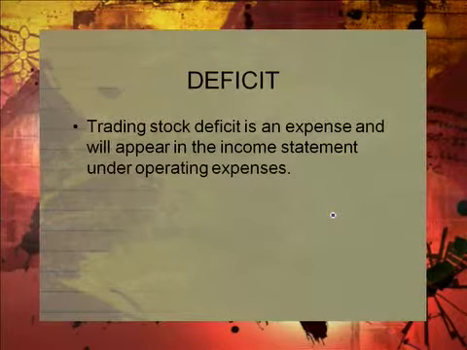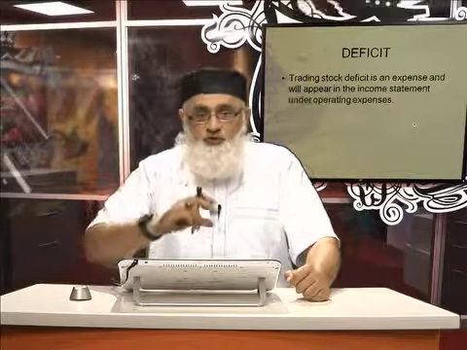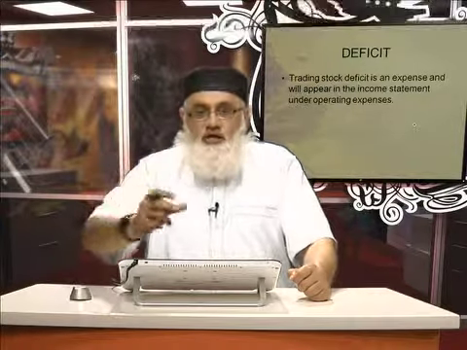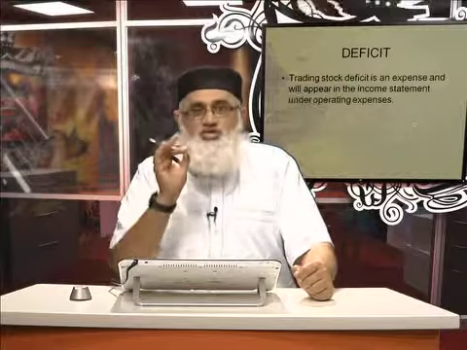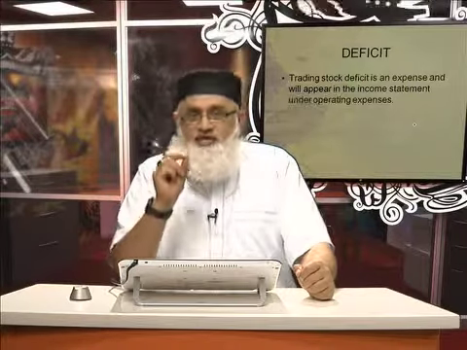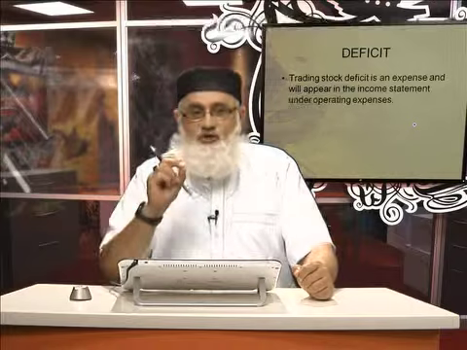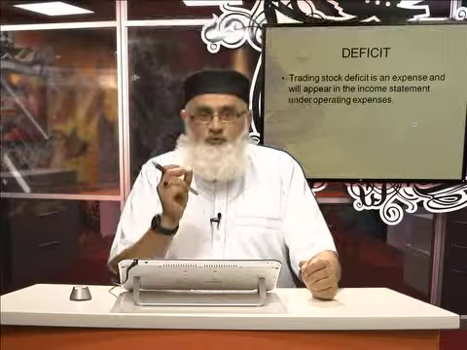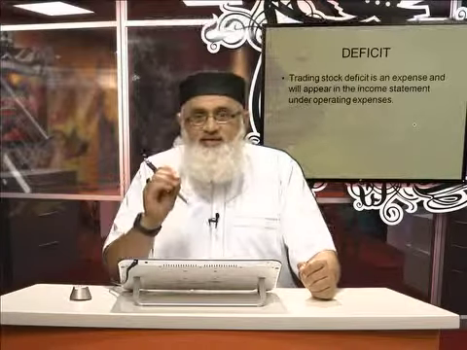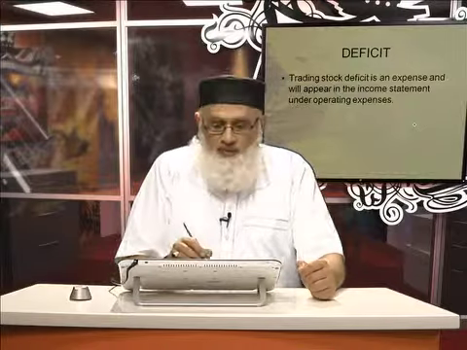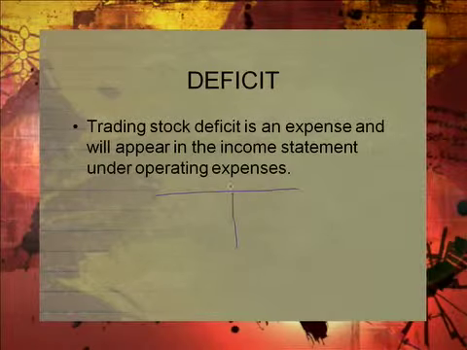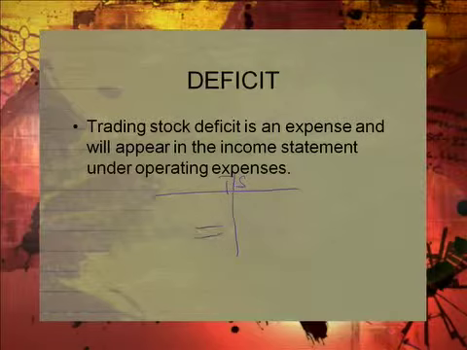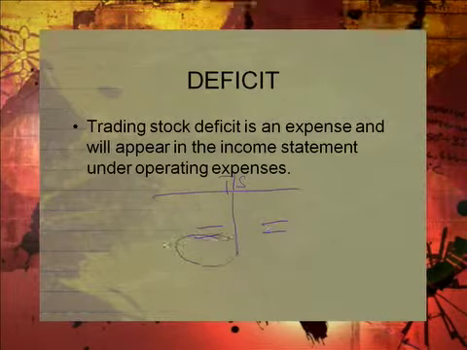What would happen now? Come the end of the year, you take a physical stock take. In other words, you go and physically count your stock, and now you compare that stock value with your trading stock as it appears in your trading stock account. And the moment you find that your stock value is less than what appears in your trading stock account, in other words, this is what I'm saying: in my trading stock account, I'm going to have a value for trading stock.